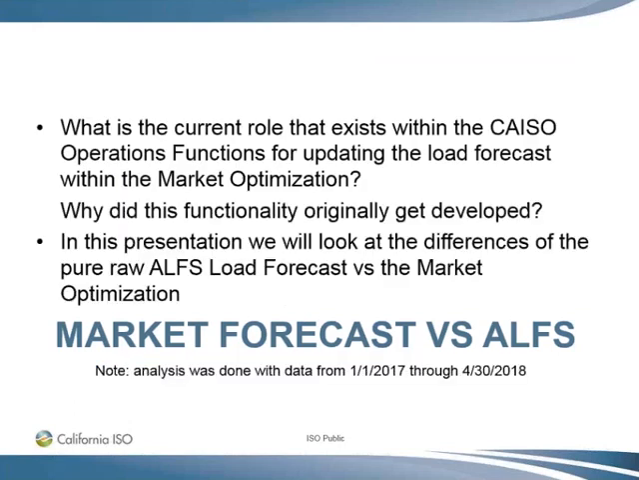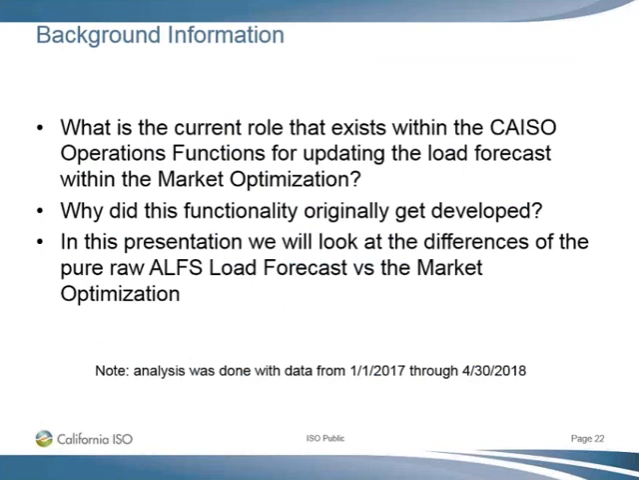So looking at the market forecast, a little bit of background: what is the market forecast versus an ALPS forecast? There's a current role that exists within the CAISO operation function where they're updating the load forecast for the market optimization. ALPS, the load forecasting system, runs every 5 minutes and produces an updated forecast every 5 minutes. The floor has the ability to push and publish forecasts downstream every 5 minutes, every 15 minutes, every 30 minutes, 40 minutes, whatever they see is needed for the forecast updates.